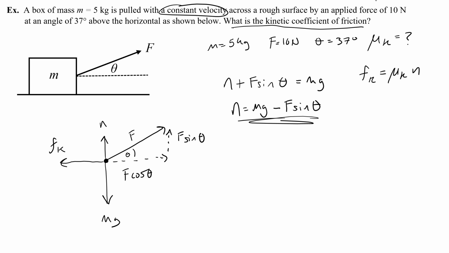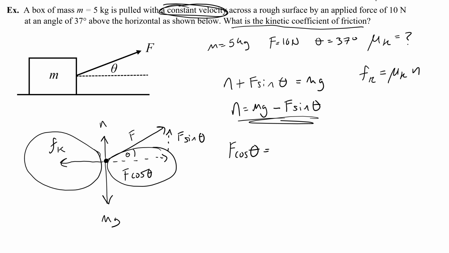Okay, well, what does constant velocity mean? Constant velocity? Oh, yeah, okay. So constant velocity tells me that this F cosine theta is balanced by friction, that they add up to 0. They're equal to each other. So now I know that friction is equal to F cosine theta.